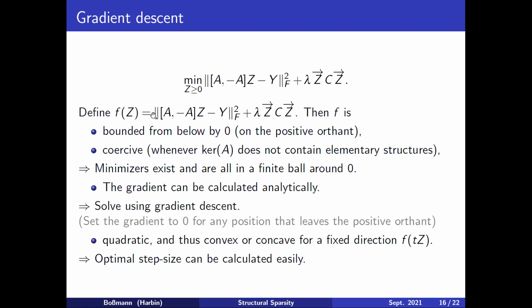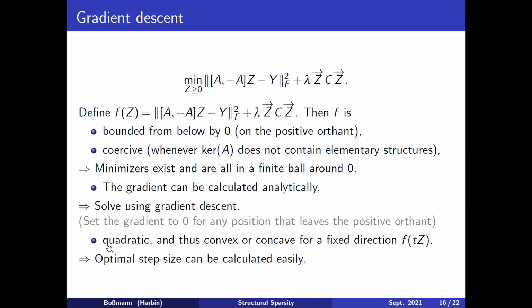The second nice thing is, this is actually a quite nice form. We can handle this analytically. So we can calculate the gradient of this one analytically. And this means we could maybe try to apply some gradient descent method. We need to be a bit careful. We need to update the gradient a bit in order not to leave this positive orthant here. But this is everything that can be handled quite nicely.